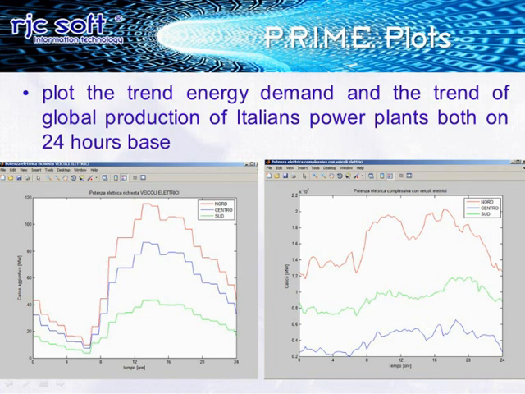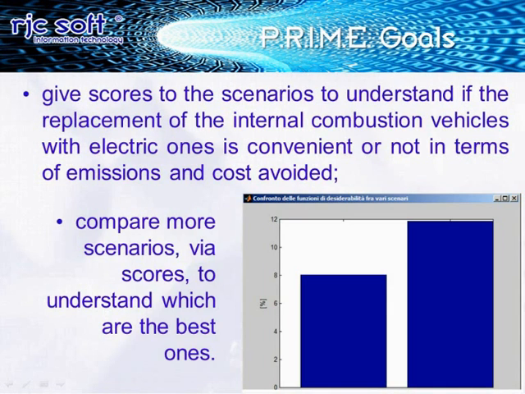The goals of the software are giving scores to the different scenarios to understand if the replacement of the internal combustion vehicles with electric ones is convenient or not in terms of emissions and cost avoided, and also compare more scenarios via scores to understand which are the best ones. On the bar graph on the right, there is an example of the comparison of two different scenario scores.